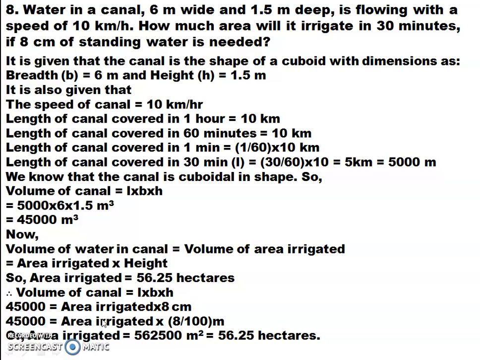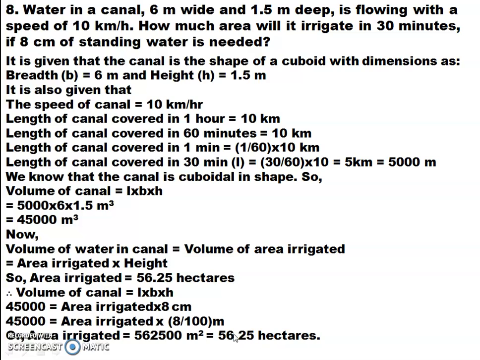45,000 is equal to area irrigated into 8 by 100. Why 8 by 100? It is centimeter here. All other measurements are in meter, so we have converted it into meter. So we will convert 8 centimeter to meter. That is 8 by 100 meter. So area irrigated is 45,000 divided by 0.08.